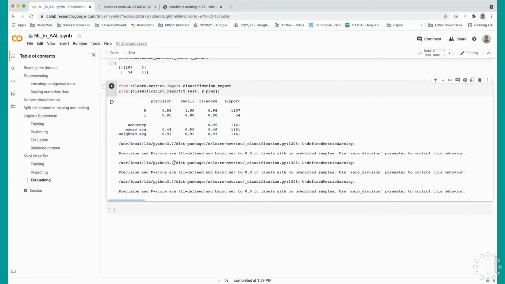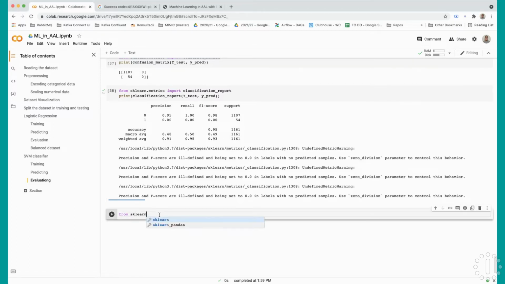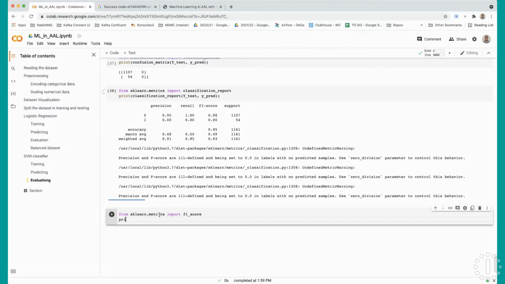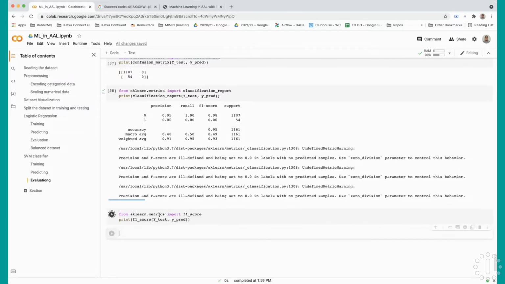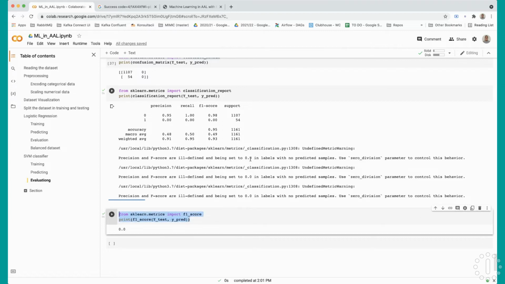So let's continue. After the classification report, we can calculate the F1 score. I will have to import it as well, from scikit-learn metrics import f1_score, and we'll print the F1 score for Y test and Y prediction. As we can see, the F1 score is pretty bad. This is not a good result, because the recall is probably 0 over here.